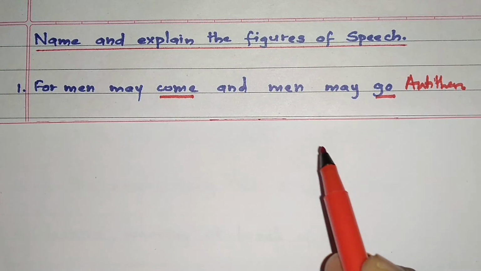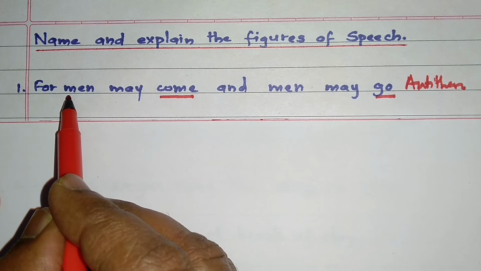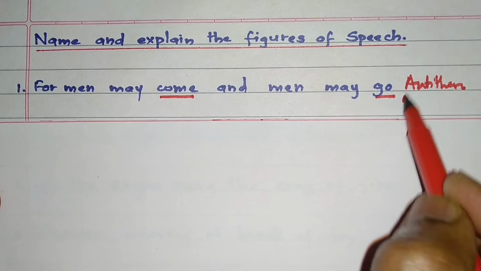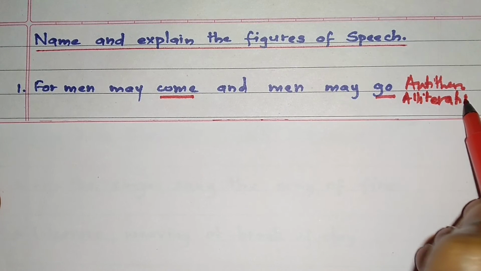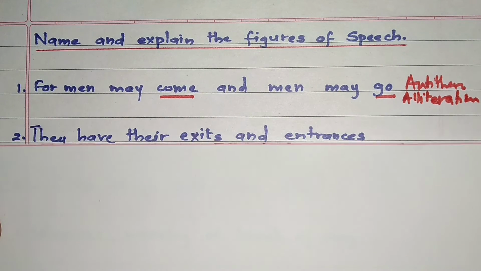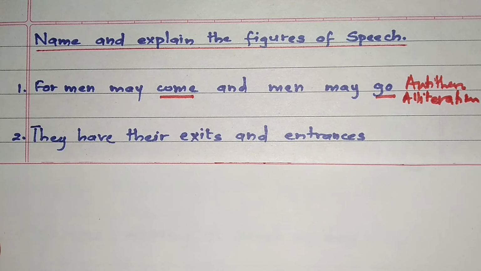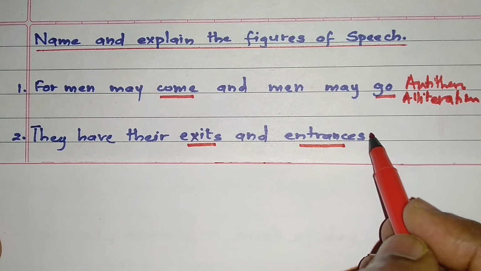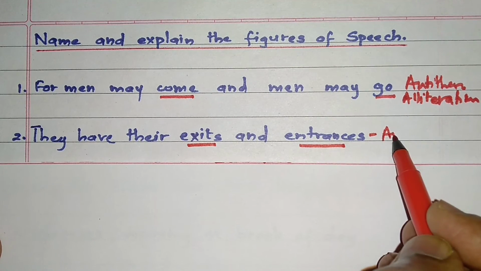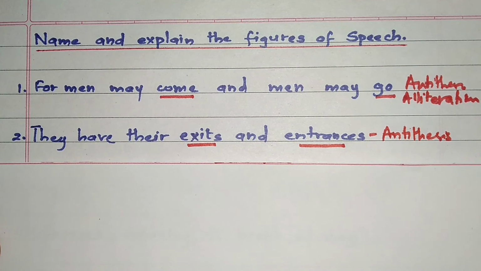Alliteration is also present. Why? Because sound of the letter M is repeated in men and may. So let's write alliteration too. Next, they have their exits and entrances. Exits, entrances are opposite words. So therefore, the figure of speech here is antithesis.